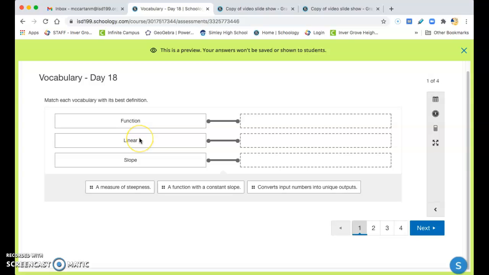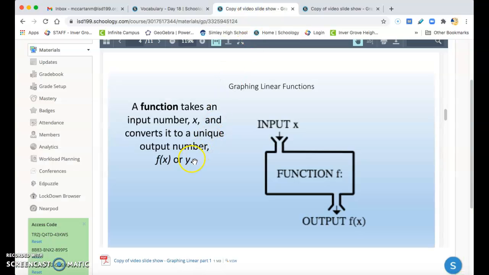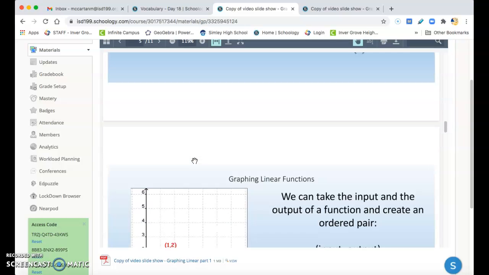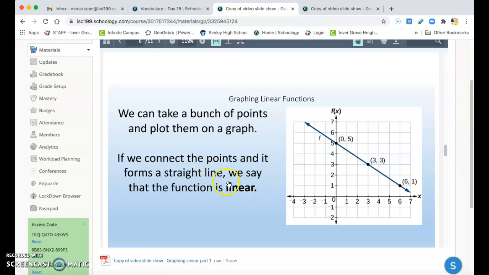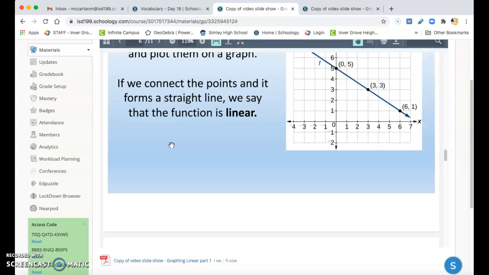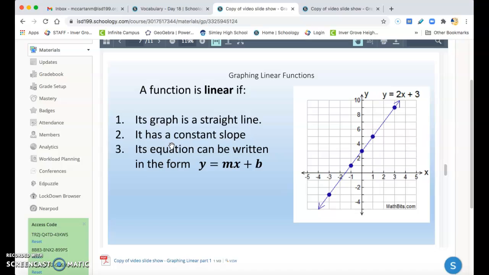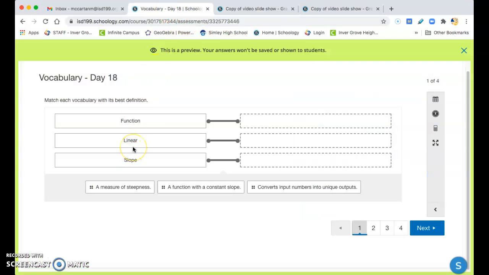Next word is linear. And this is the top green folder. Linear, linear. There's the word linear. It's not quite it, though. How about that? Straight line graph, constant slope. Equation in the form y equals mx plus b. Back to our assignment. Linear. Find which one of these it is, okay?